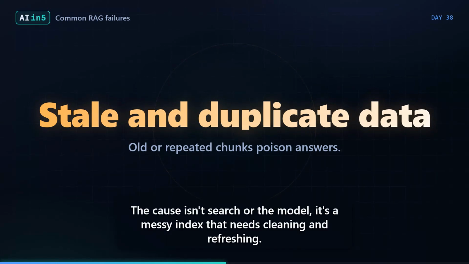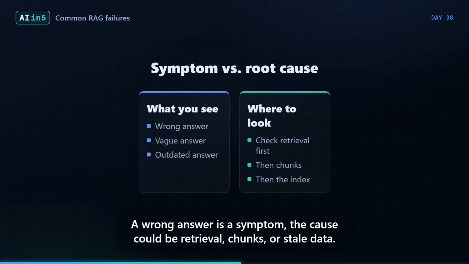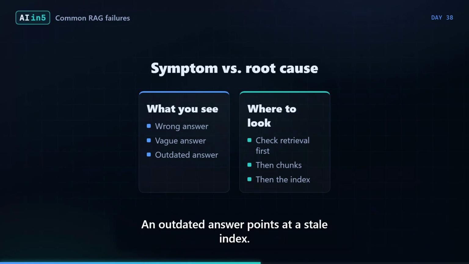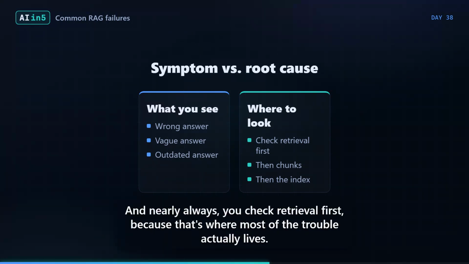So train yourself to separate symptom from cause. A wrong answer is a symptom. The cause could be retrieval, chunks, or stale data. A vague answer often means retrieval found nothing good. An outdated answer points at a stale index. The symptom is what you see, the cause is what you fix. And nearly always, you check retrieval first, because that's where most of the trouble actually lives.